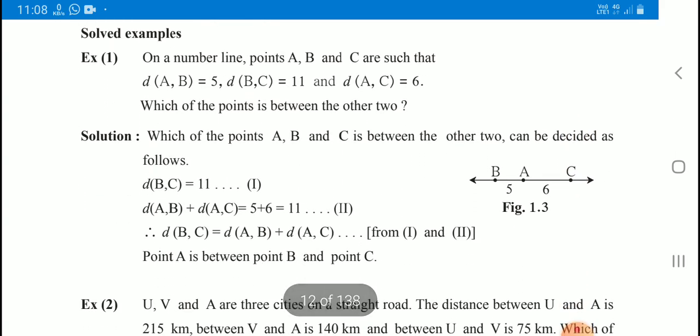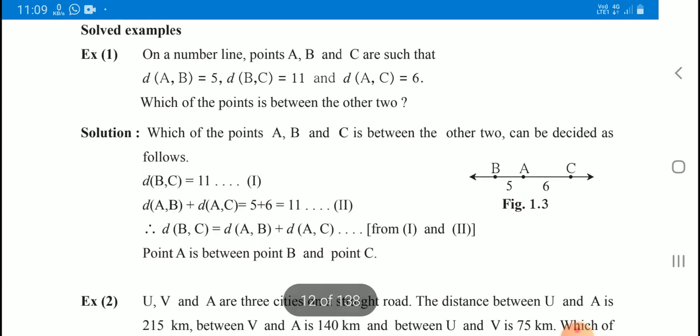Solved examples. Example number 1. On a number line, points A, B and C are such that the distance between the points A and B is equal to 5, the distance between B and C is equal to 11, and the distance between A and C is equal to 6. Which of the points is between the other two? Now they drew figure number 1.3. They showed the points B, A, C because distance BA is 5 and distance AC is 6, and if we add these you will get the distance BC, that is 11. So we will see the solution for that.